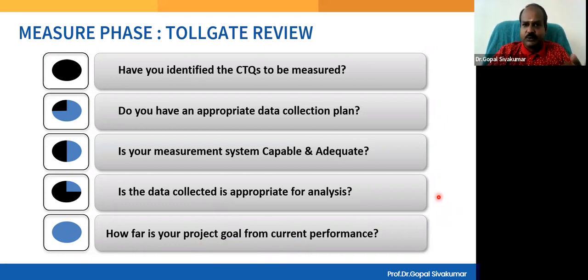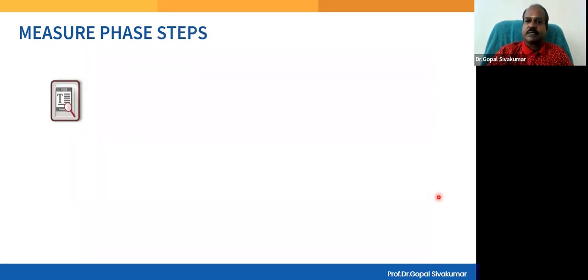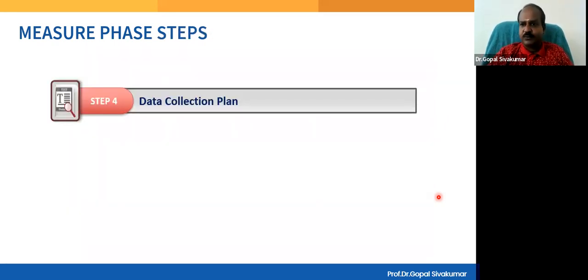These are the questions you should be able to answer at the end of the measure phase, what we call it as toll gate review, where the project leader, department head, project champion, project sponsor, and the management team, all of them will be sitting and you will be presenting. So these are the steps. First step, data collection plan. Create a very appropriate data collection plan.